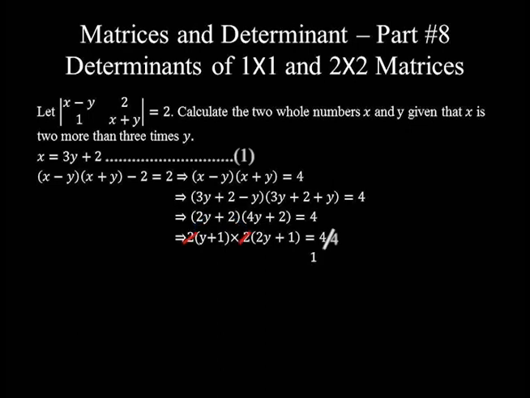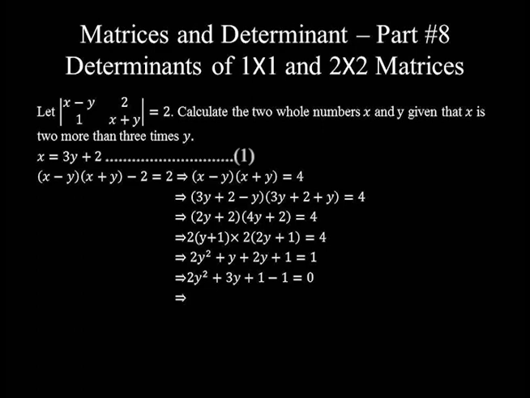As the left side of equality, we are left with y plus 1 times 2y plus 1, which is equal to 1. Y times 2y is 2y squared plus y times 1 is y plus 1 times 2y is 2y plus 1 times 1 is 1, which is equal to 1. 2y squared plus y plus 2y is 3y plus 1. Taking this one to the left of equality, we will find minus 1 equal to 0.